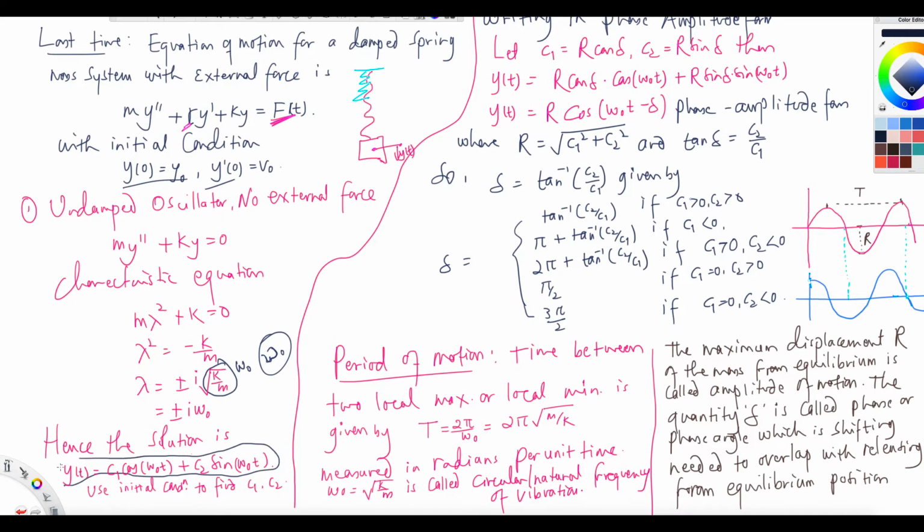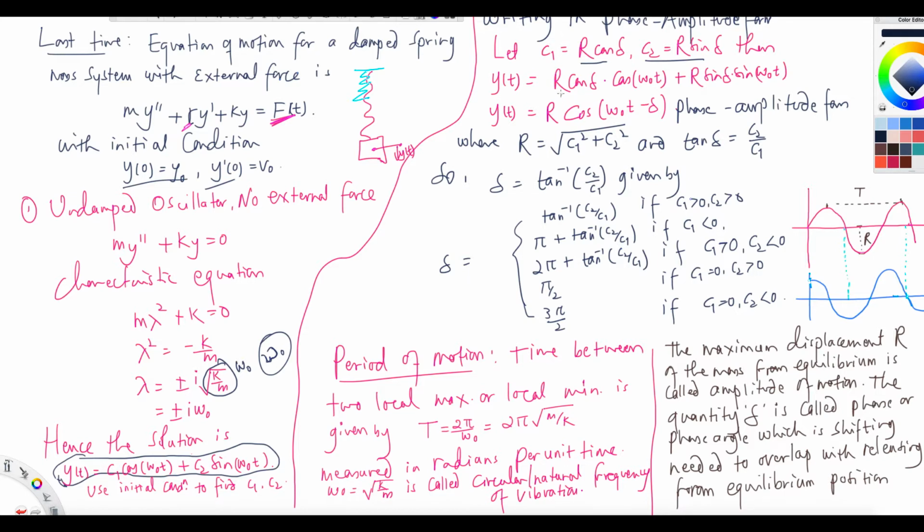We call it the phase amplitude form, okay? So what is the phase amplitude form? What I want to do is some substitution. For C1 and C2, I want to write either in sine format or cosine format. So I'm assuming C1 equals R cosine delta and C2 is R sine delta. Then what would you write for y(t)?